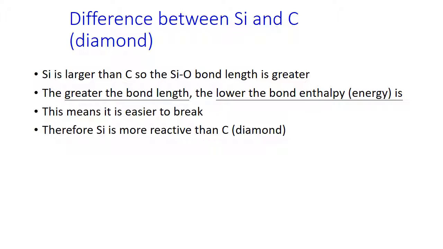And in terms of the difference between silicon and carbon, silicon is larger than carbon, so the silicon-oxygen bond length is greater. The greater the bond length, the lower the bond enthalpy. So that means that it's actually easier to break. Therefore, silicon is more reactive than carbon or diamond. And that, in a nutshell, is what you need to know around the covalent compounds.